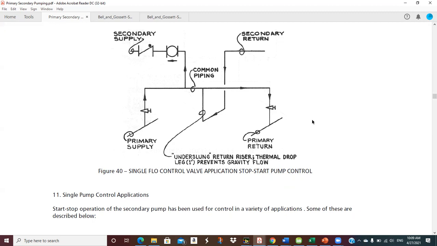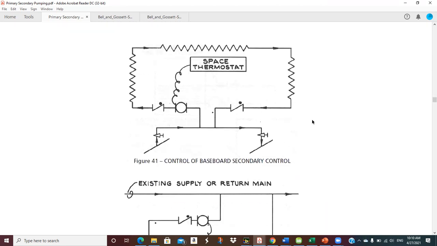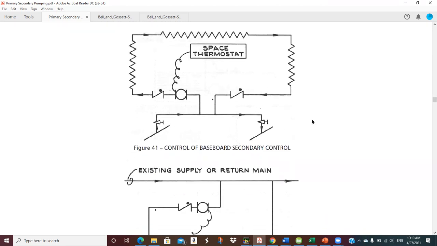So anyway, single pump control applications. Start and stop operation of the secondary pump has been used for controlling a variety of applications. Some of these, we're just going to look at some different pictures. Okay, so this would be baseboard heaters. Again, if you've got a big atrium or a lobby, this happens in really nice fancy hotels and stuff like that that have a lot of glass around. They can disguise these things pretty well so that you really can't see them.